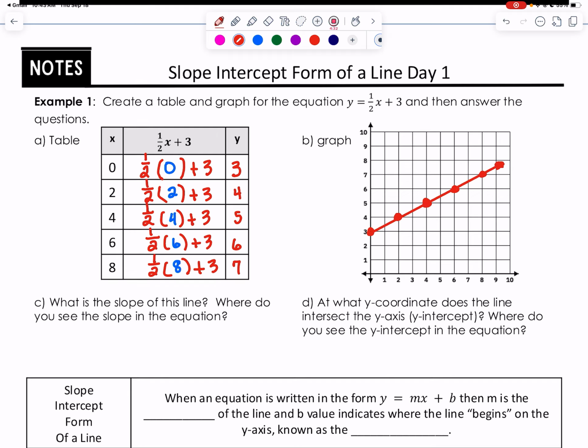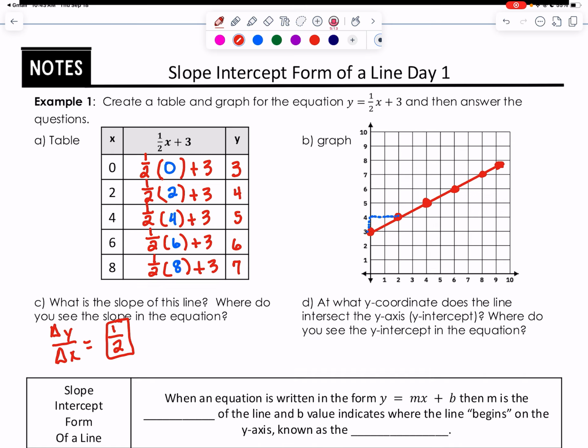All right. Now, in part C, it says, what is the slope of this line? And where do we see the slope in the equation? Well, we find the slope by finding the change in y, that's delta y, over the change in x, delta x. So let's use a right triangle here. If I started at my original point and went up and over to form a right triangle, notice that my change in y would only be 1 unit, but my change in x would be 2 units. Therefore, the slope of this linear relationship is 1/2.